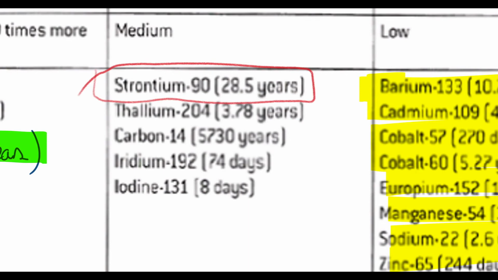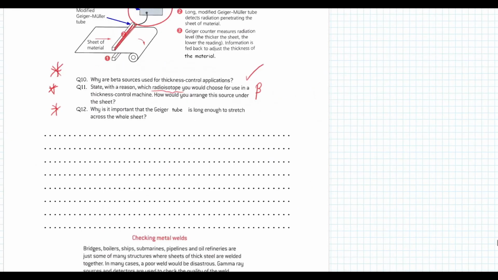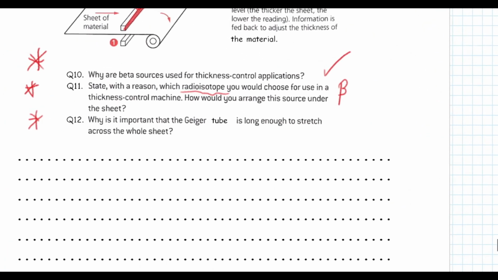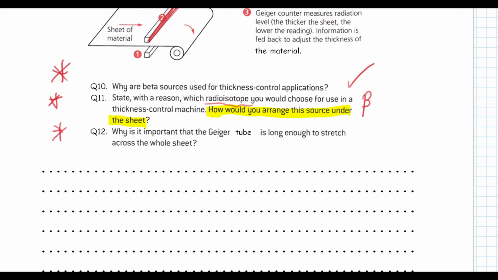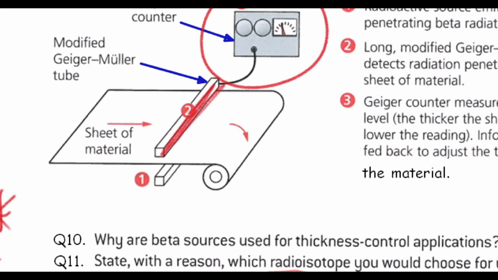But you could choose any really of those there. You wouldn't use iodine, because iodine would have a very short half-life and you'd have to keep changing the source all the time. The second part of the question was asking, how would you arrange this source under the sheet? Well, you would make sure that the source was directly underneath the Geiger Muller tube. So there's the source, and you make sure it's directly underneath the Geiger Muller tube.